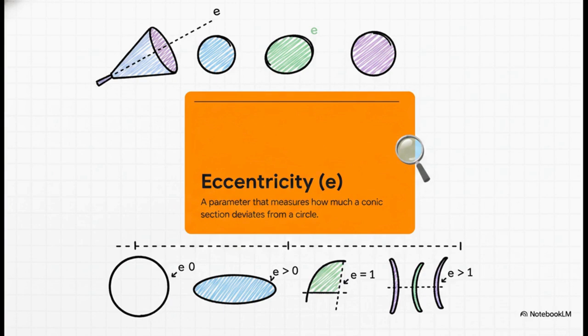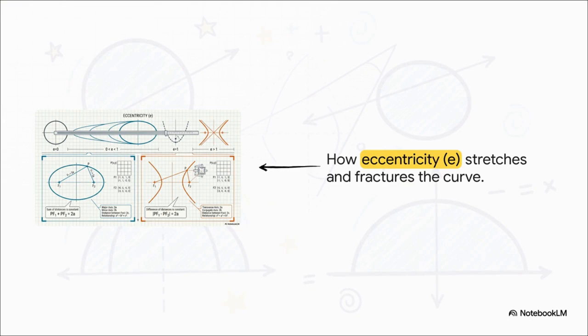To understand exactly how we mathematically morph between these very different shapes, we first have to define something called eccentricity, or E. It's basically a strict threshold that dictates the curve's identity. You can think of it as a measurement of how much our shape deviates from being a perfectly symmetrical circle. Watch this threshold in action, it's pretty wild.